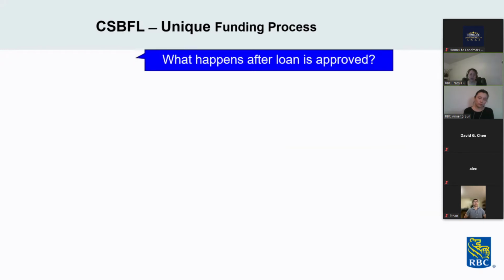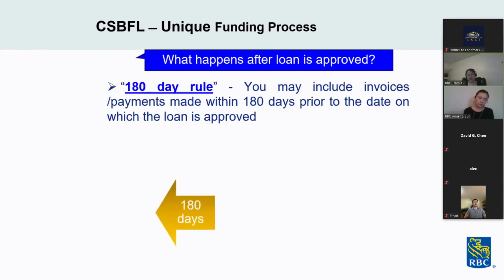This program has a very unique funding system. It's not like when you apply for a mortgage, you get 300,000 approved, you get 300,000 cash. Instead, it has a 180-day rule, which means you may pay for these things first. Let's say equipment. You bought a TV 3 months ago when it was on sale. Now we got approved. Can you get a reimbursement? The answer is yes or no.